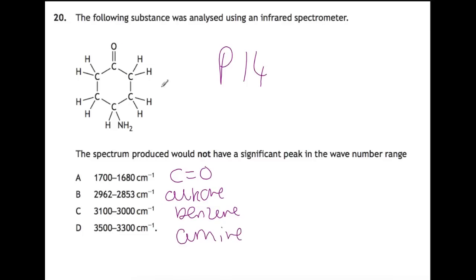So if we look at the structure, we have a C double bond O here, we have alkane single bonds to carbons throughout, we do not have a benzene ring, but we do have an amine. So our answer is C. This won't be seen in the spectrum.